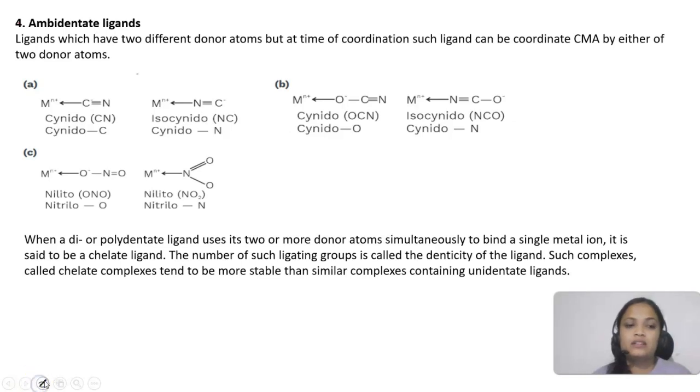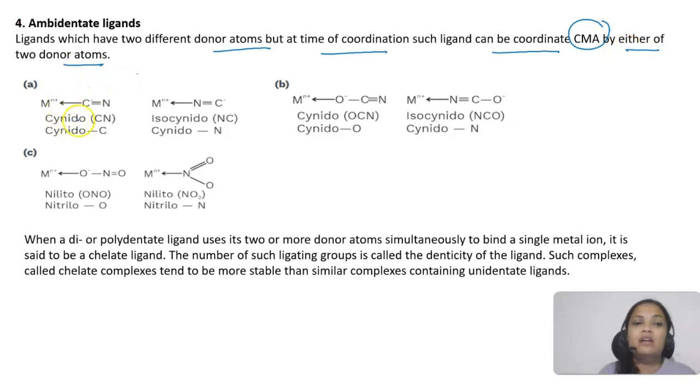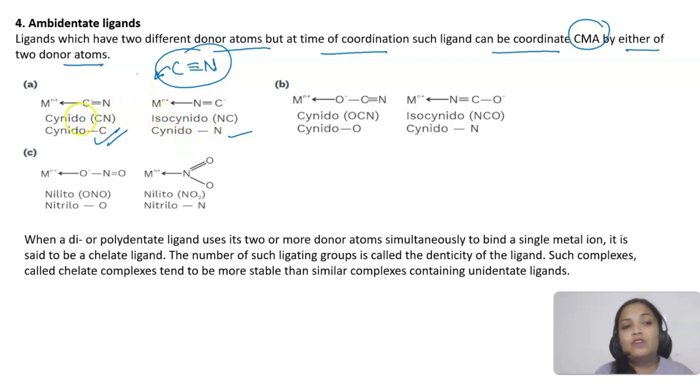So there are certain ligands, students, which have two different donor atoms, but at the time of coordination they can coordinate to the central metal atom by either of the two donor atoms. Like we have cyanide, okay, so MCN is there, so C triple bond N is there, so it can combine with the metal atom through carbon also, okay, and through nitrogen also. So if it combines with the carbon, we call it cyanido. If it combines with nitrogen, we call it isocyanido. So it can combine with more than one atom, okay, so that is known as ambidentate ligand.